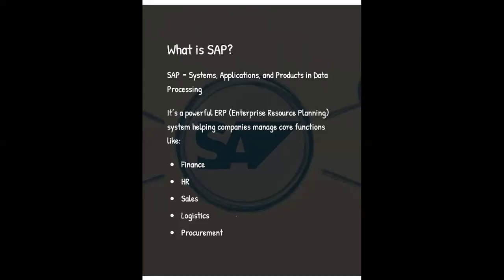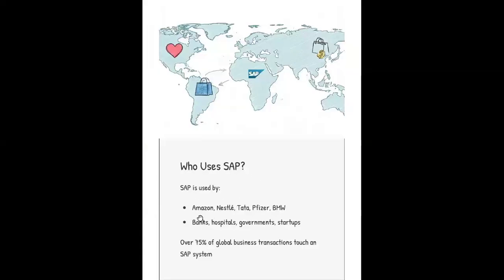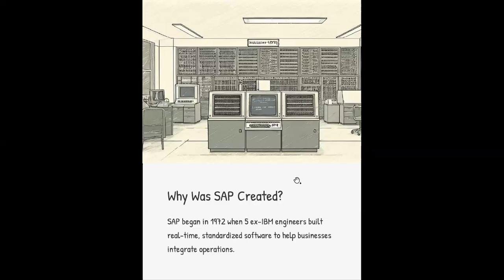Now, who uses SAP? SAP is currently used by Amazon, Nestle, Tata, BMW, banks, hospitals, government, startups, and many more. So why was SAP created? SAP began in 1972 when five ex-IBM engineers built real-time standardized software to help businesses integrate operations. They created that real-time standardized software so that we can combine all the data between different software at one place.